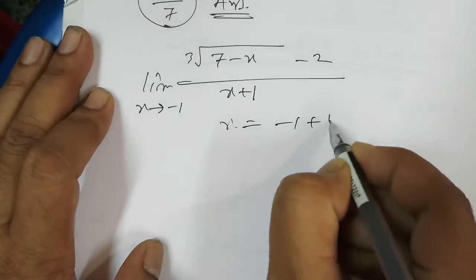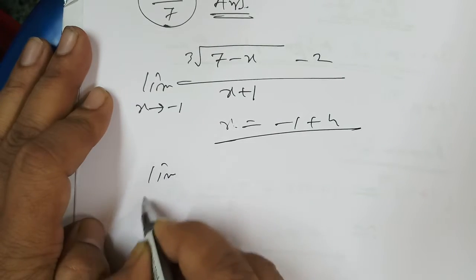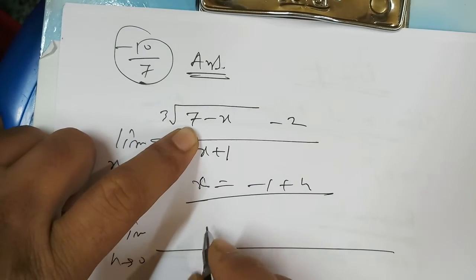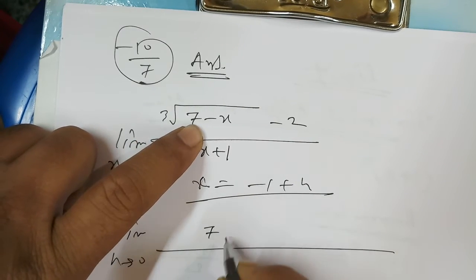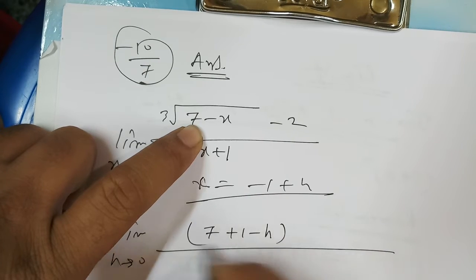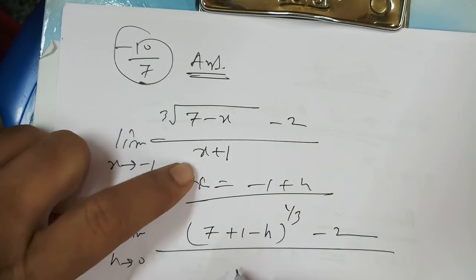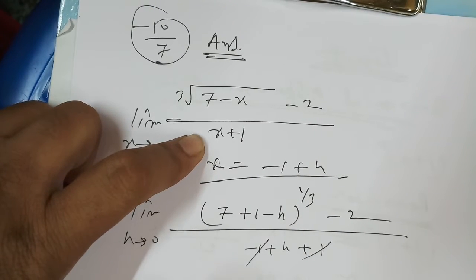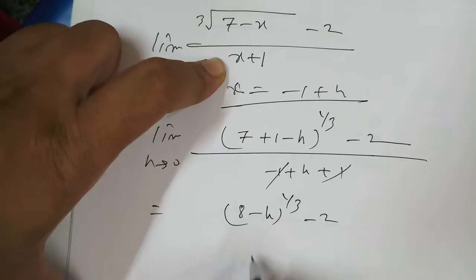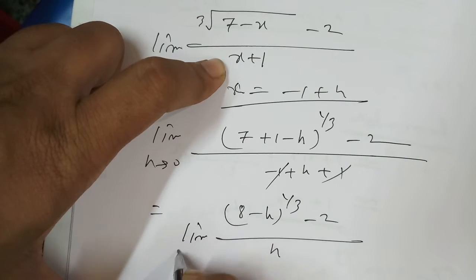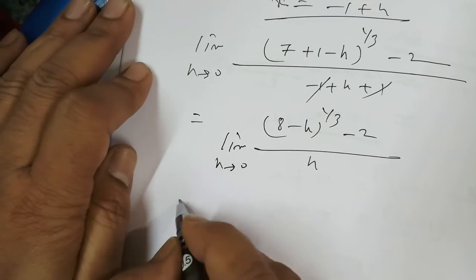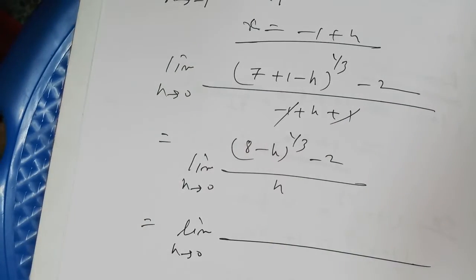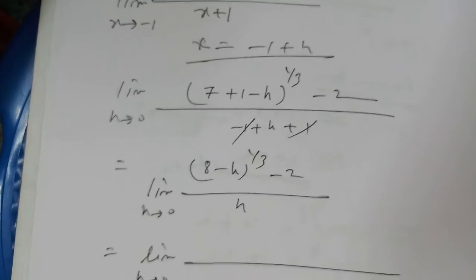Put x equal to -1 + h, so this converts to h tends to 0. The cube root of 7 - x becomes (7 + 1 - h) to the power 1/3, minus 2, upon -1 + h + 1. The 1s cancel, and next is ((8 - h) to the power 1/3 - 2) upon h, and this will be the limit. Now we use the binomial theorem, the BT method, which makes this easily possible compared to other methods.